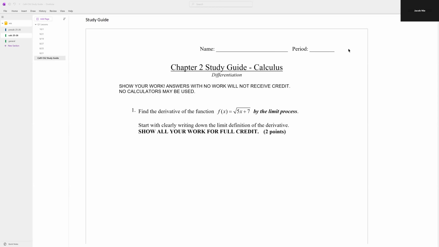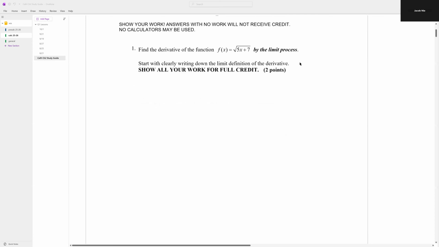Hello and welcome to this video where I will be going through the Chapter 2 study guide. Our first question has us finding the derivative of this function with the limit process. And so this requires us to use the correct method.